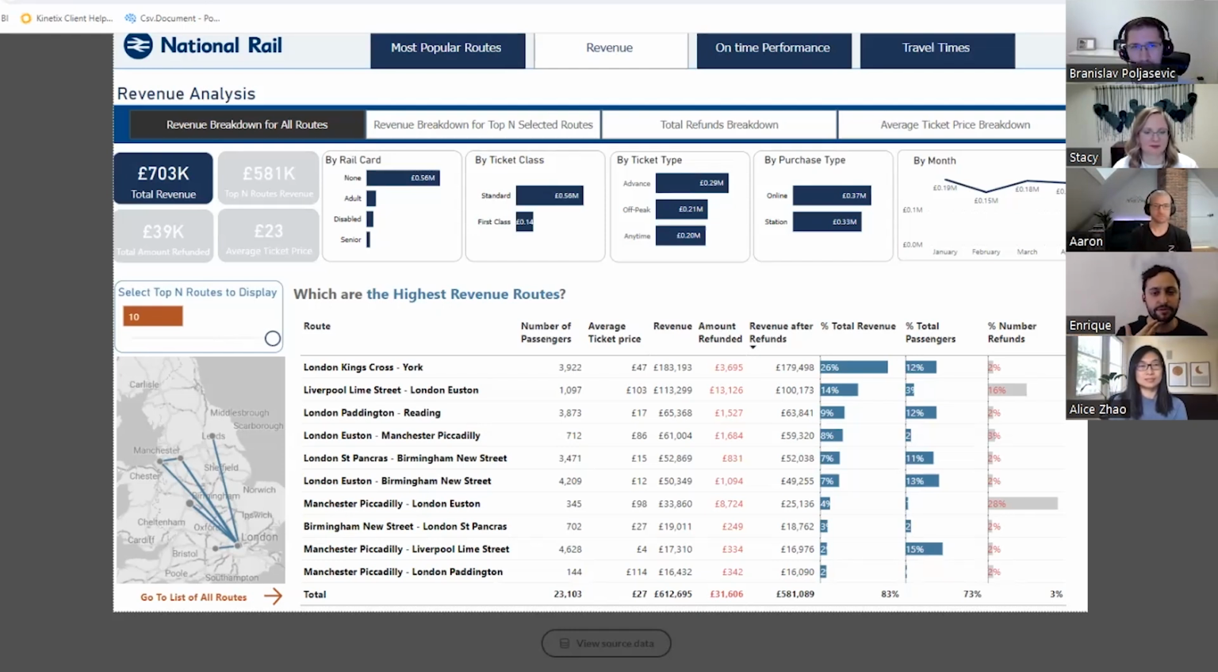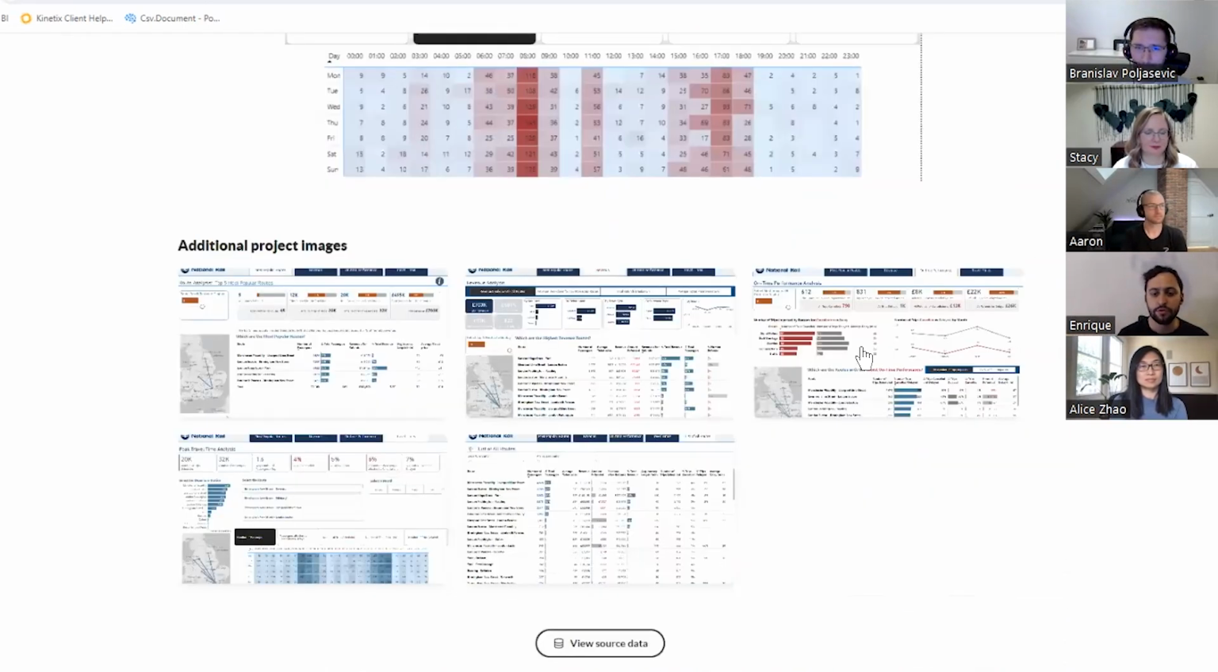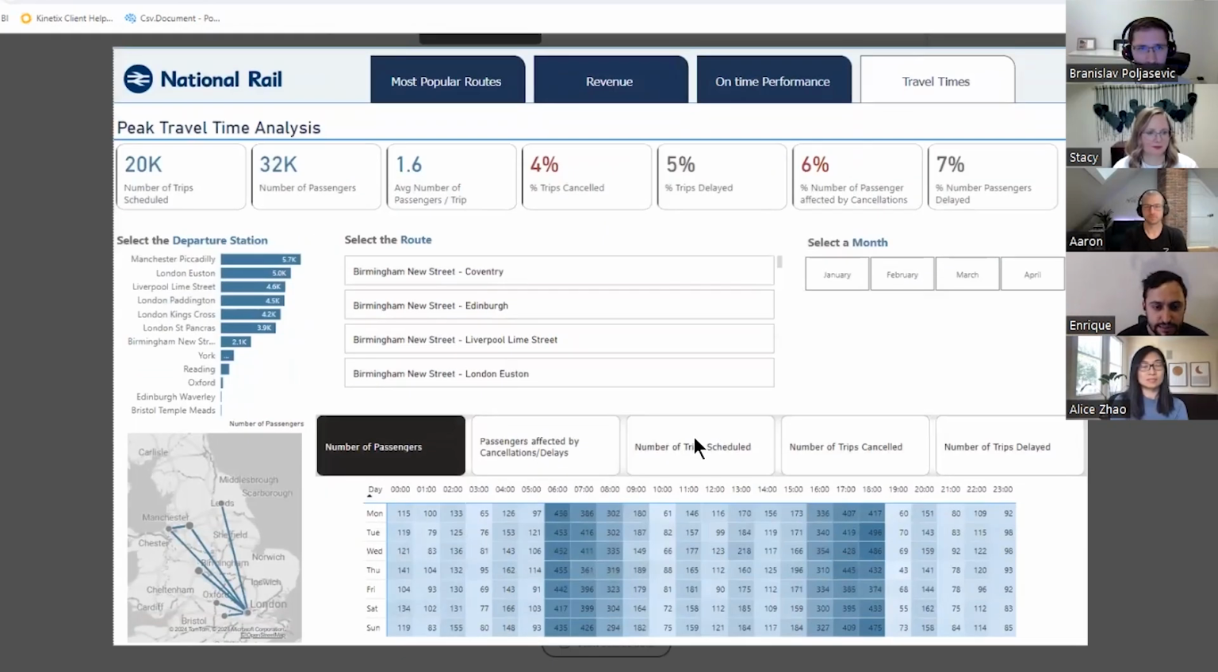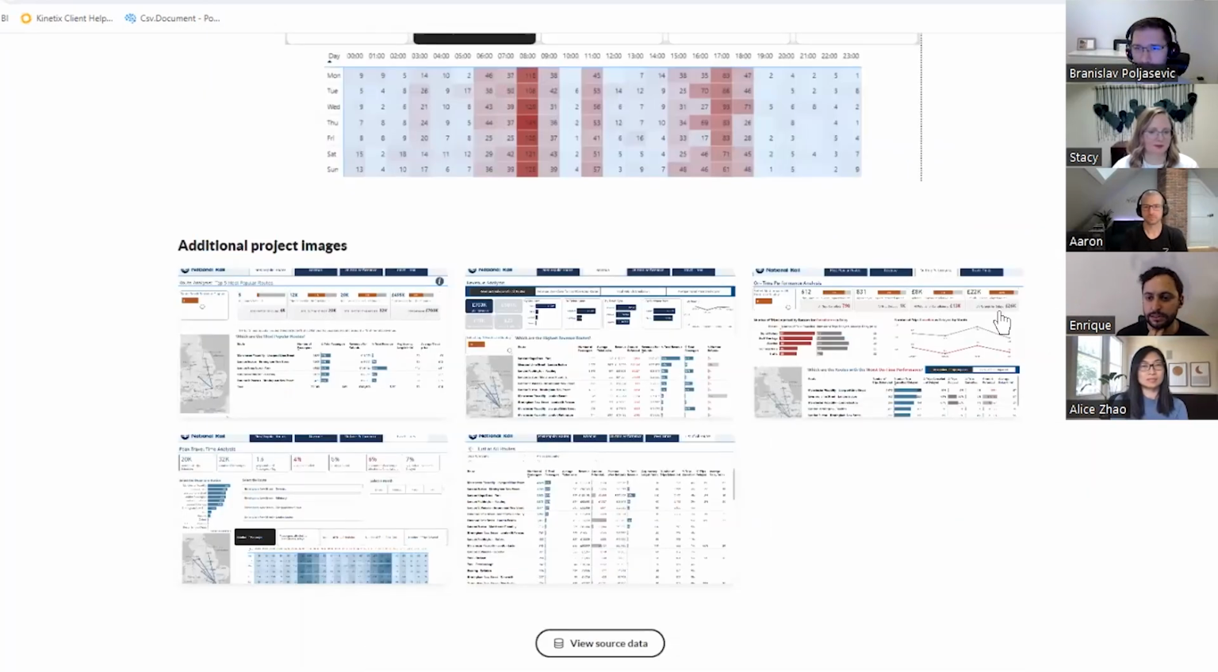And the other thing that I thought was very clever is in using those filters. I think it was in the travel times one or on time performance. Here, let me see. Was it this one? No, one before that, probably. I think it's that one.